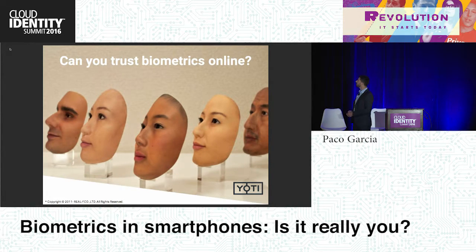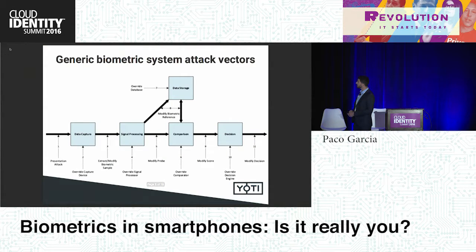So to answer that question, if you can trust biometrics online, what I like to do is basically cover a little bit of the generic system design of a generic biometric system. This is actually a diagram that was published by NIST early this year. They're working on a document that is basically trying to assess the strength of biometrics online. Something happened on the footnote, therefore it's not there, but it's their credit.